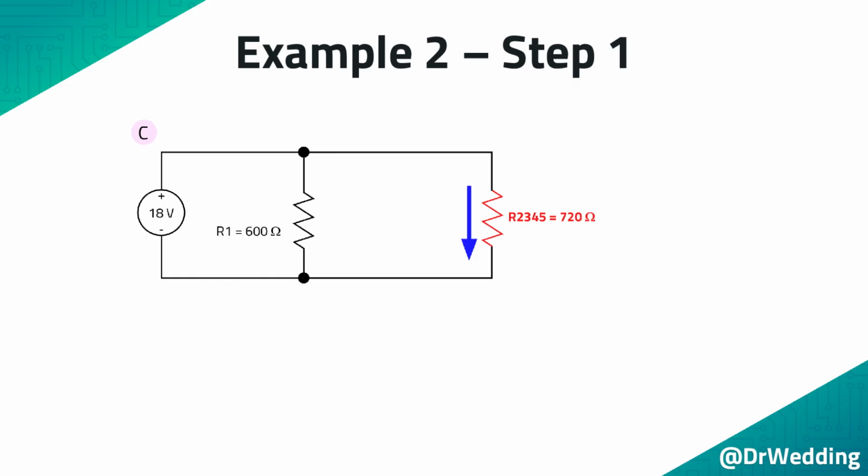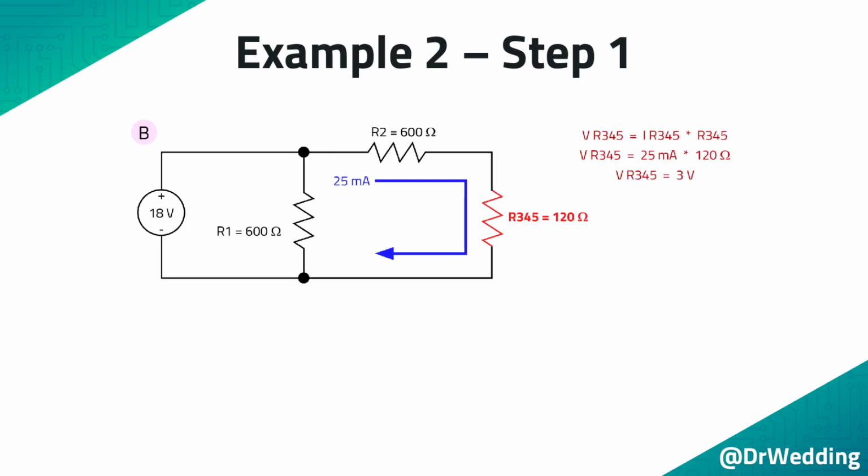Because this is a parallel circuit, you know that there is 18 volts across R2, 3, 4, 5. Using Ohm's law, you can find that the current through this resistor is 25 milliamps. This current can be copied back to circuit B. We only care about resistor R3, 4, 5.